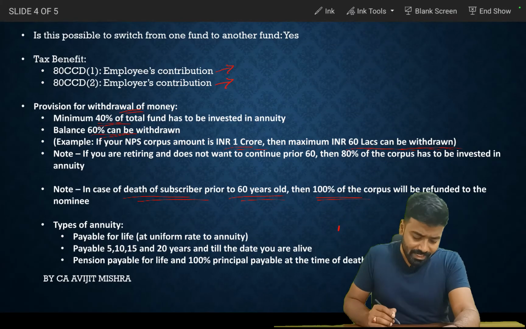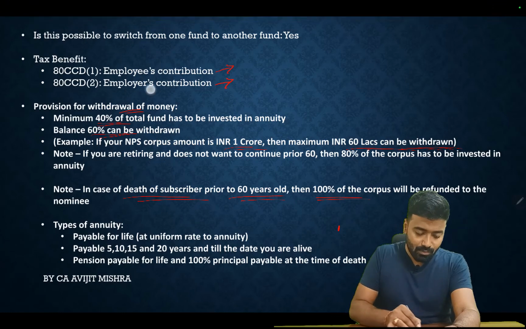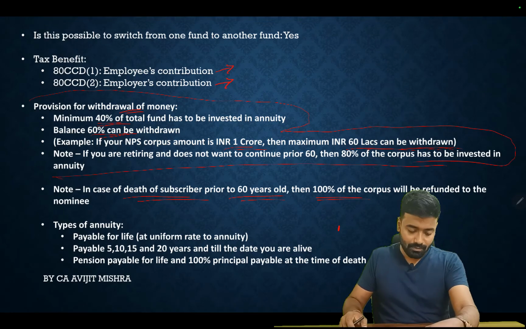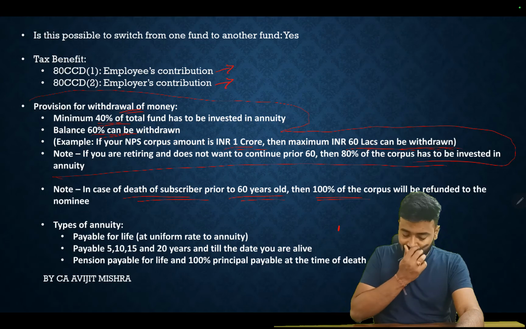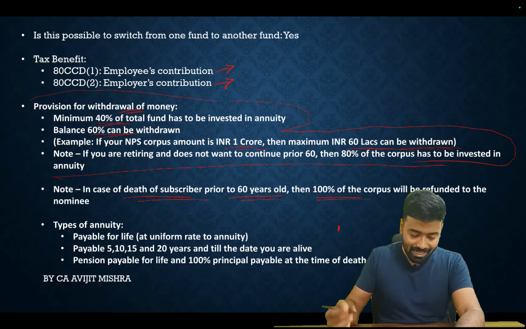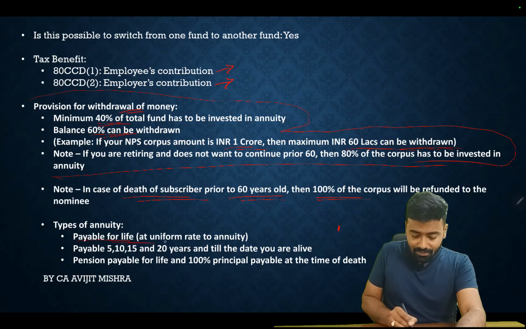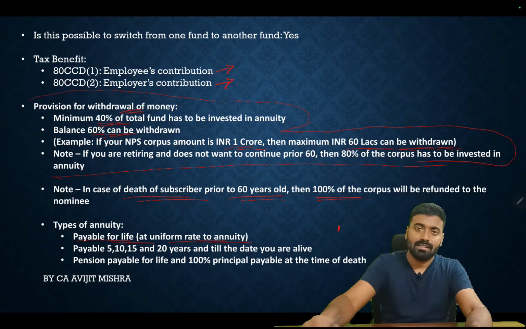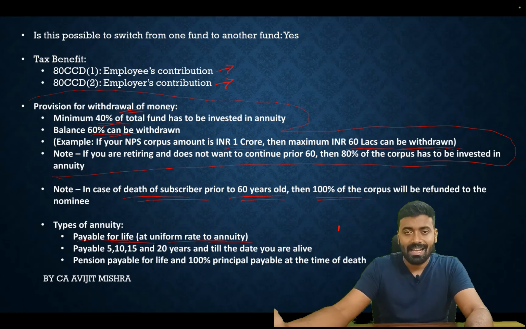Okay. The next question. This is a more critical area. I hope you understood these areas. Then the next question will come: what are the types of annuity? Types of annuity means, for the money you are investing in annuity, what are the types? First of all, it is payable for life at a uniform rate. For example, you are retiring at the age of 60 and you invest 40% of your money. Till the time you are alive, you will receive an equal amount of money at the end or at the beginning of every month. That is basically what it is.